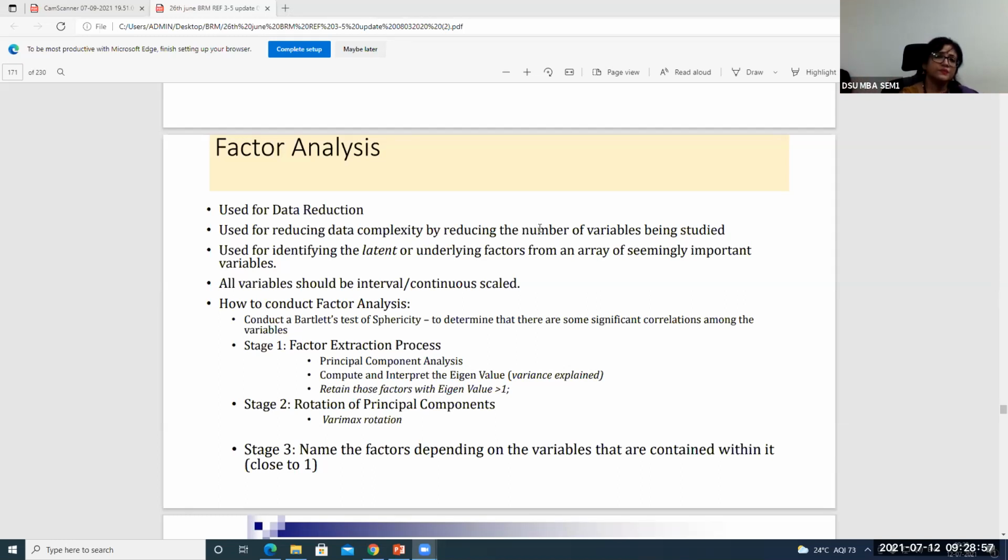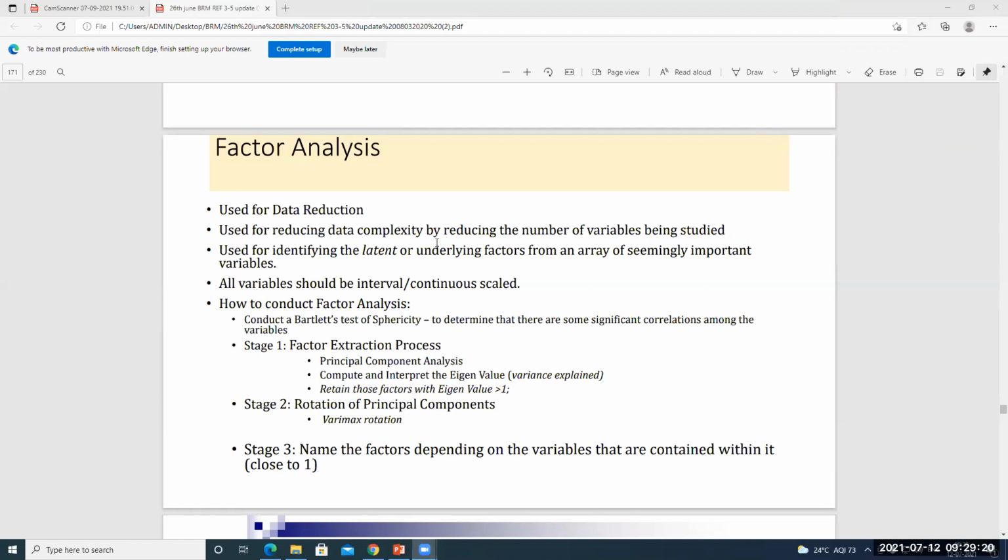So factor analysis basically helps us to understand how you can reduce this data into a lesser number of variables to capture essentially what is trying to be measured, right? So if you come back on the screen here, factor analysis is used for data reduction. It is used for reducing the data complexity by reducing the number of variables being studied. So that is the second point.